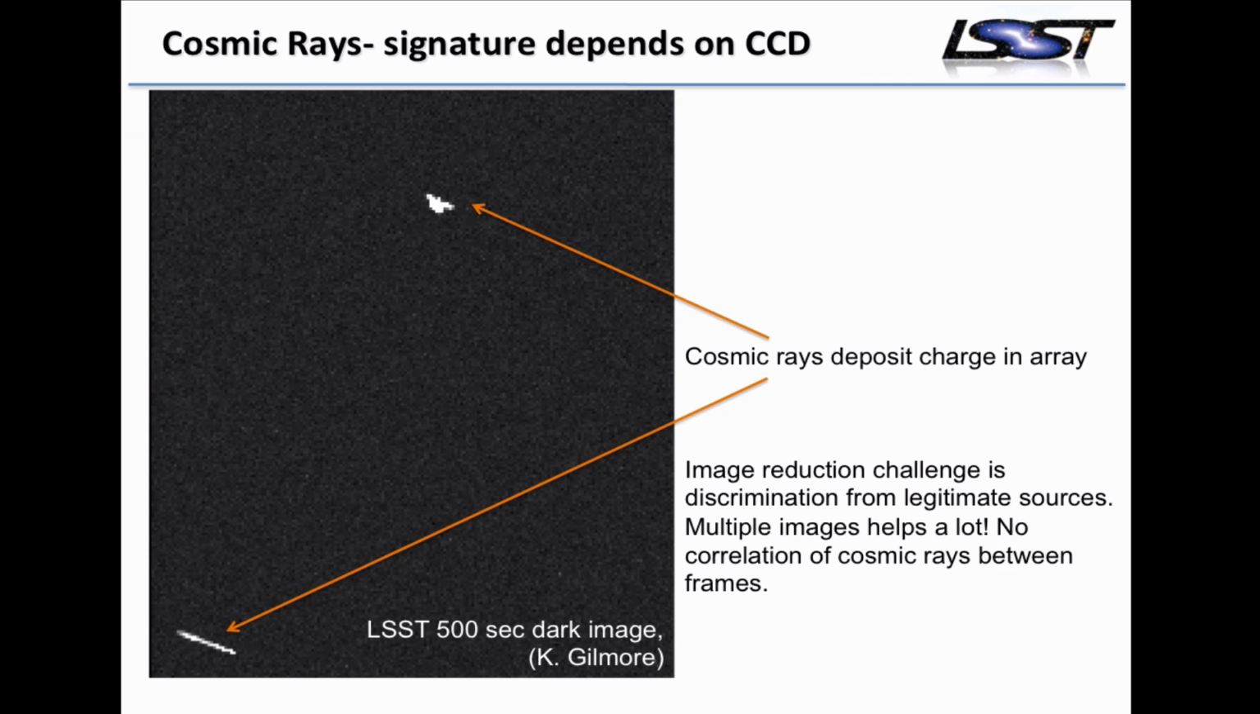Optical wavelength photons from the sky are not the only thing that can create charge in pixels. We're also being constantly bombarded by cosmic ray muons primarily, and those cosmic rays happily deposit charge in the silicon when they interact. One of the image reduction challenges then is to discriminate these cosmic ray events from legitimate sources. One of the big standard methods is to take multiple images, because if these cosmic rays are random events that are completely uncorrelated, and if I median together the images, then I completely wipe them out.